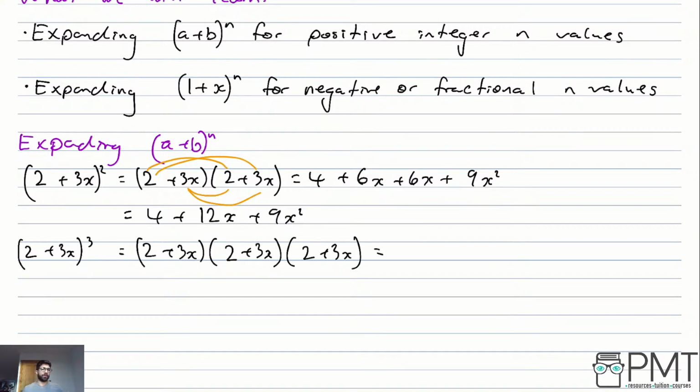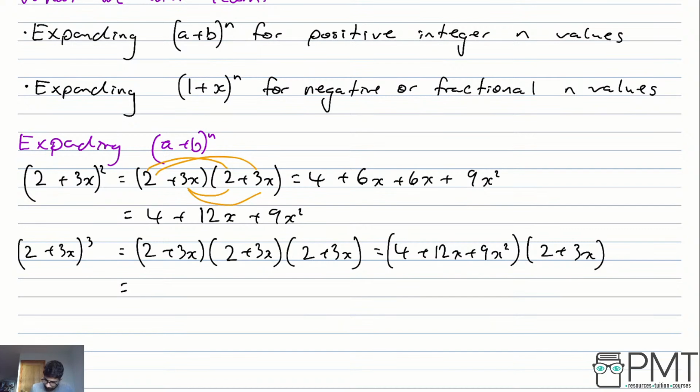You can multiply each of the terms together, or you can say I've already done 2 of them. So you know that 4 plus 12x plus 9x squared is 2 of those brackets multiplied. So you can multiply by this one. And if you have the power of 4, you can multiply 4 brackets together and so on. This is going to take a long time if you increase the power. So this is where binomial expansion comes in. But first I'm going to multiply this out manually.